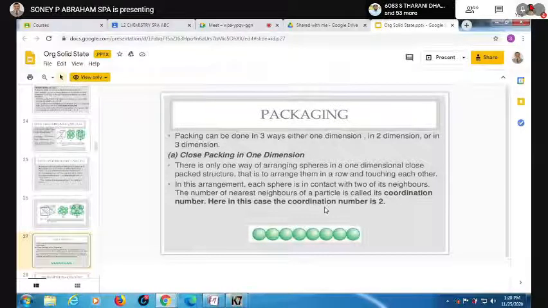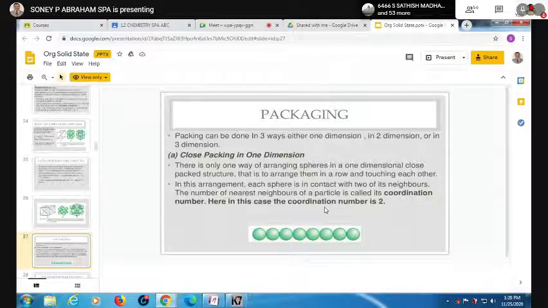The number of atoms to which a given atom is in contact, that is what we call the coordination number. So when we are talking about 1 dimension, the coordination number of an atom will be equal to 2. That is the maximum possibility. So this is the arrangement in 1 dimension: you can arrange the atoms in a row, and the coordination number will be 2.